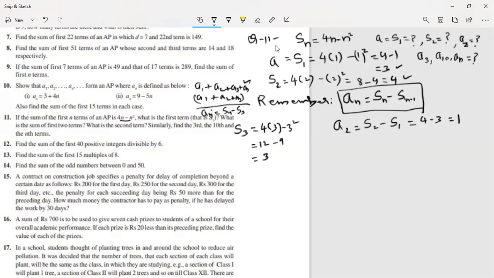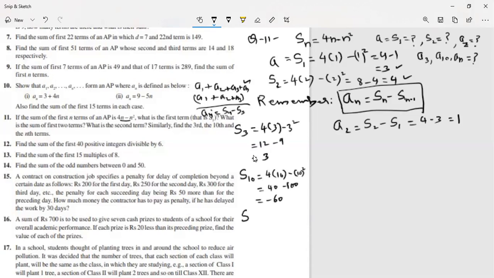For finding A10, we need S10 and S9. So S10 will be equal to 4 into 10 minus 10 square. 4 10s are 40 minus 100. So that is minus 60.